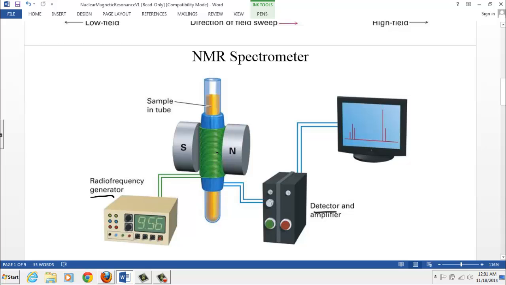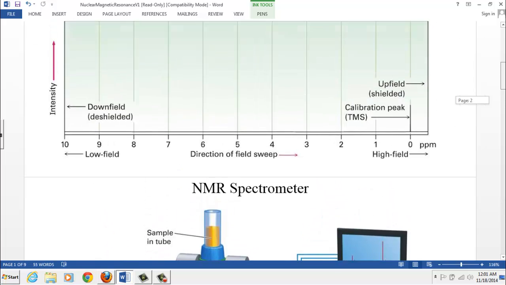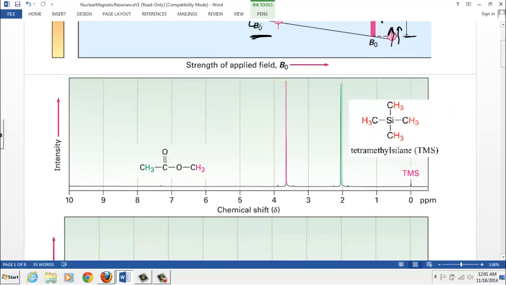Just shine some radio waves while the molecules are in this magnetic field, and if we hit the right frequency, then we can get some radio waves being absorbed, and we can figure out what frequencies were absorbed and get some data. And the data looks like this. Okay, let's see, there's two things going on here.